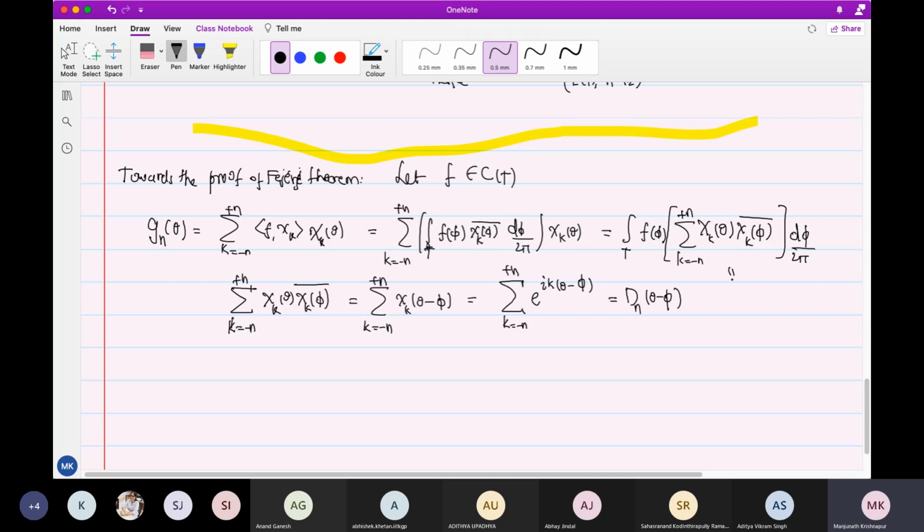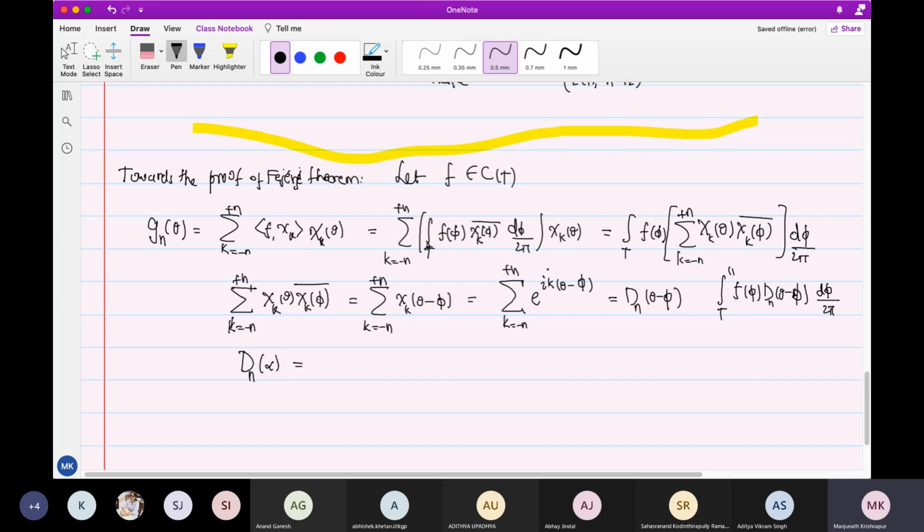So this becomes the integral of f of phi, D_n of theta minus phi, d phi over 2 pi, the integral over the circle. That's what this whole thing becomes. And we can write an explicit form for D_n. I'll just write D_n of alpha, because D_n of theta minus phi is a function of the difference. Applied, it looked like a function of two variables. It's actually a function of one variable applied to the difference of the two variables.